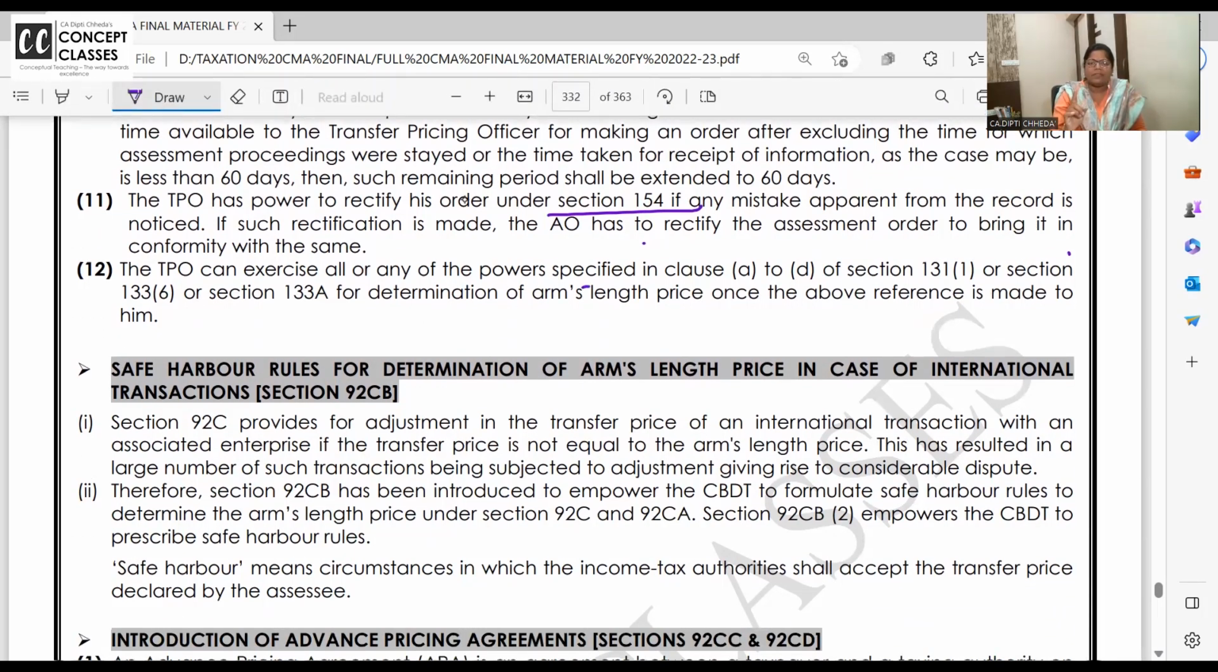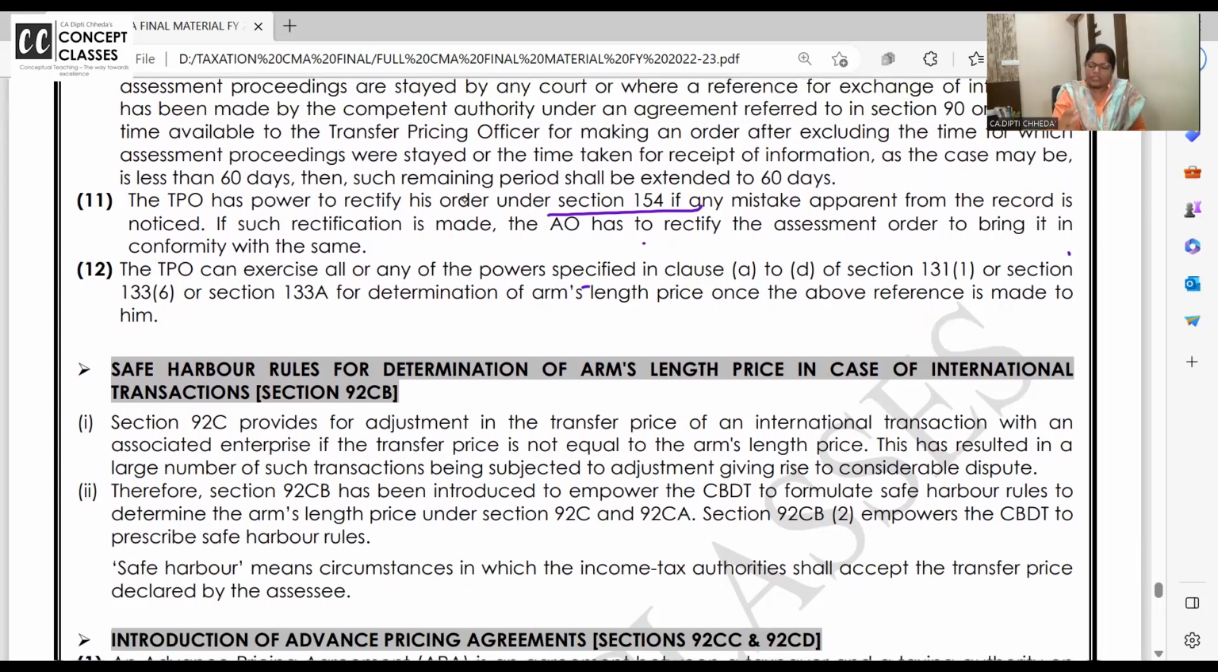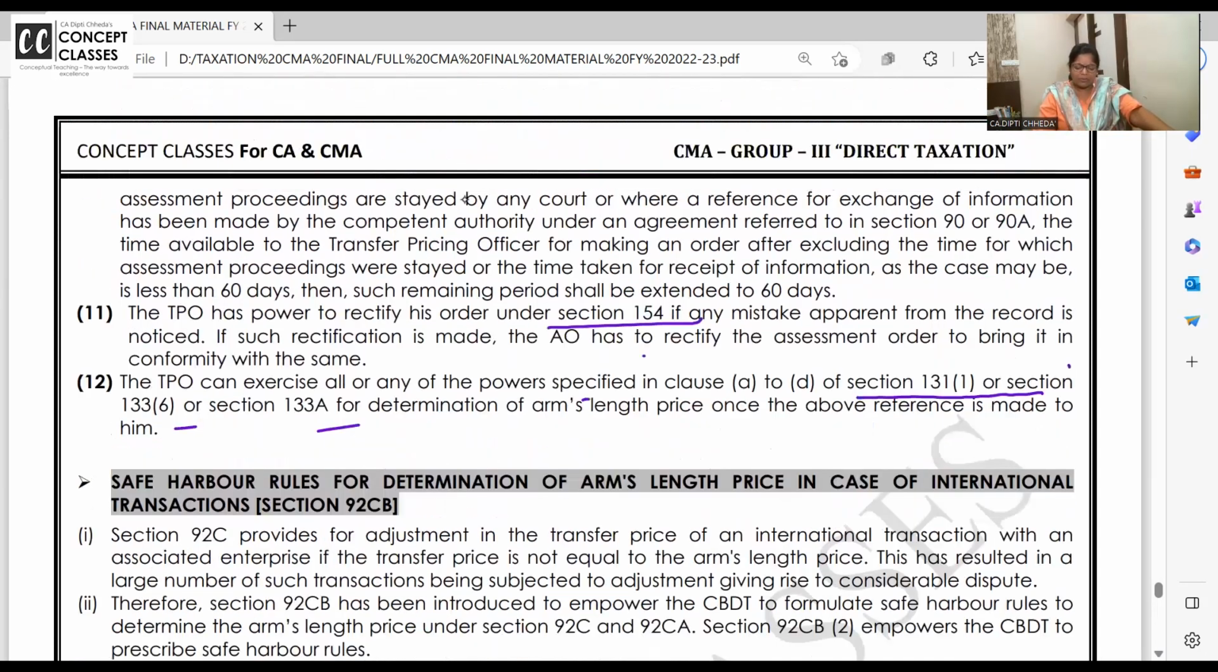Now we have given TPO the power to tell which ALP. So he has got all 131 and all powers, that is, calling for information, inspection of books, visiting, and all that. Routine powers of the income tax officers are all given to TPO.